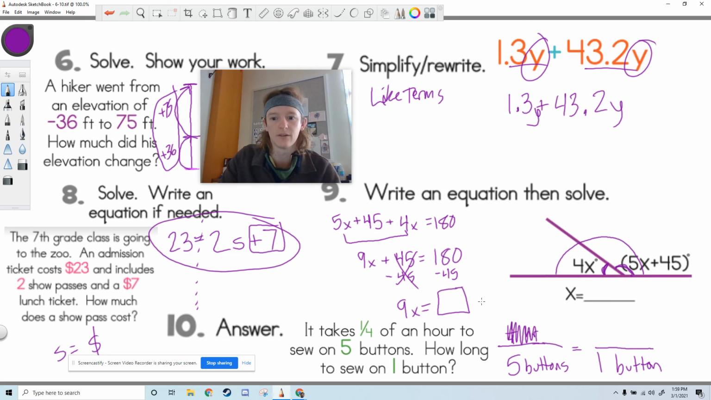What is 1/4 of an hour? Well, if we start a clock, we go all the way around. Here's 12, here's 6, 3, 9. Well, every 4th is 15 minutes. So let's go 15 minutes. I think that's going to be easier. From here to here, we divide by 5. Or we multiply by 0.2. So let's do the same thing here. Let's divide by 5 and tell me how many minutes it takes for each button.